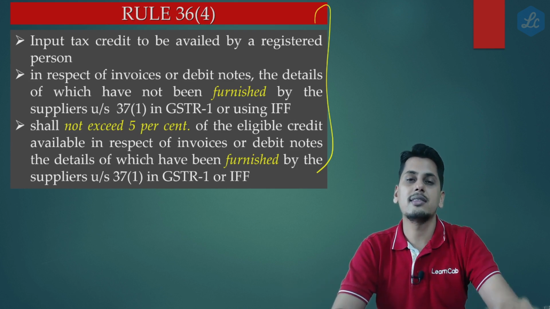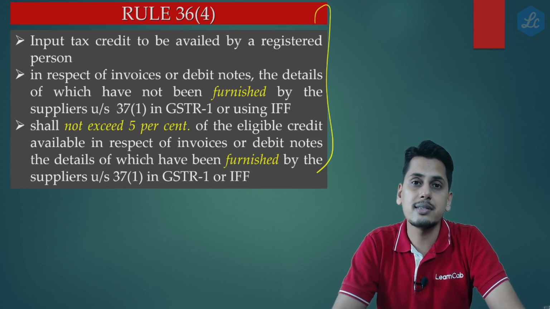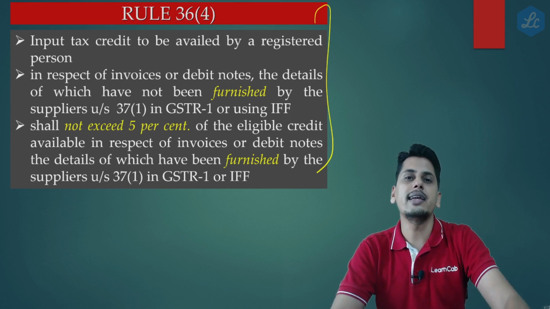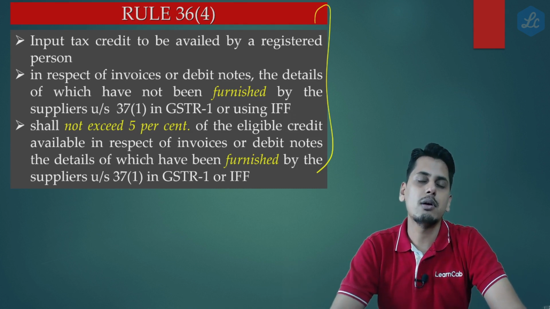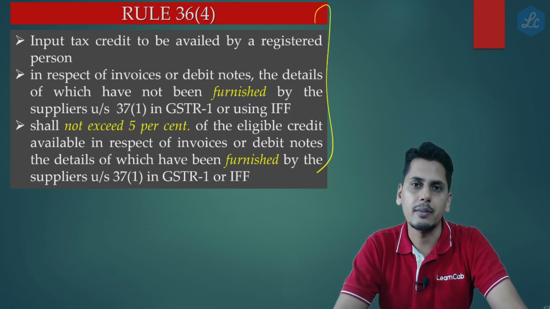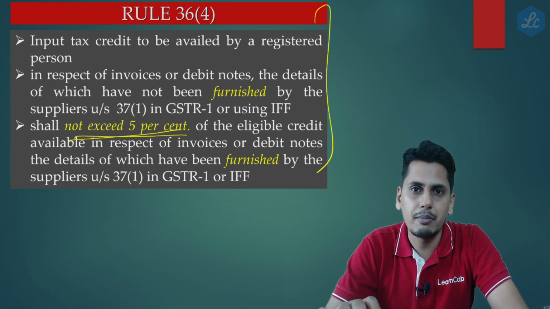So now friends, the crux of 36 sub rule 4 is going to be how much credit is a person entitled to take. It is going to be 105% of eligible GSTR-2A credits, subject to a maximum of eligible book credit. So friends, here 10% is replaced by 5%.